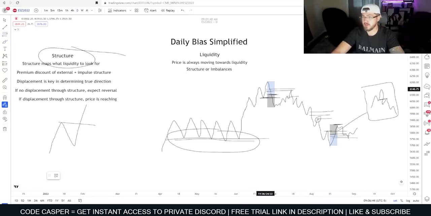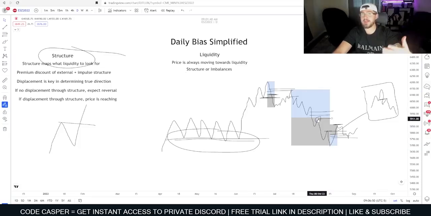Now you can also use premium and discount of the whole impulse move that brought you down there. And if you see that there's liquidity front running a premium and the price has a reason to go to premium, well, that gives you all you need to know. You're trading bullish up into that level.